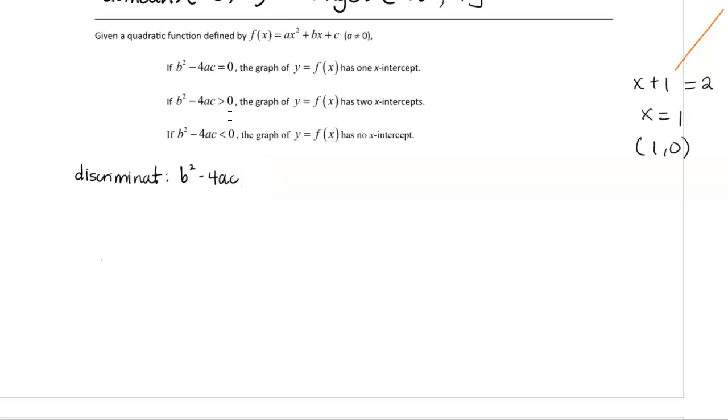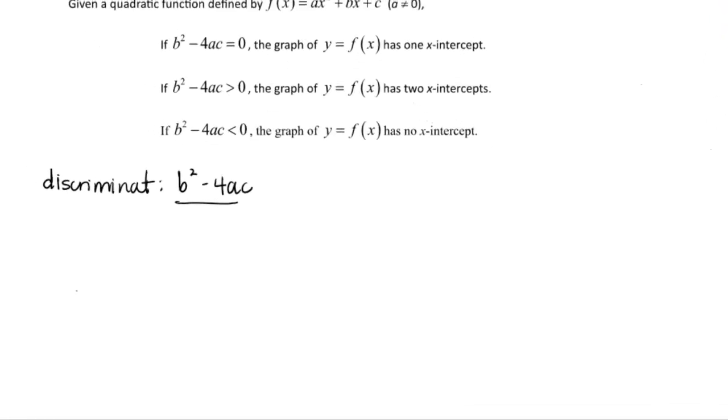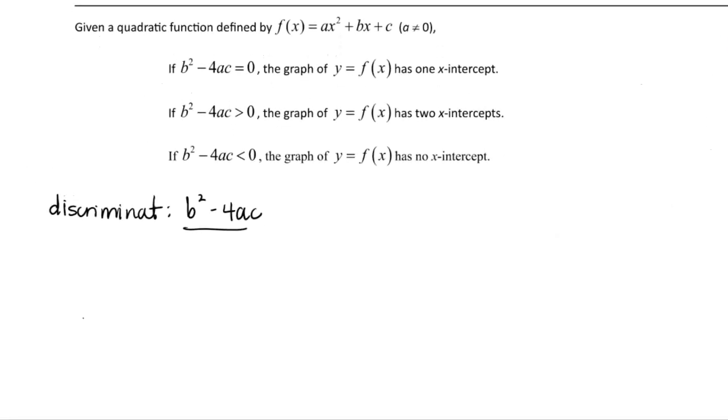In lesson 13, we learned about the discriminant, which is equal to b squared minus 4ac, and how the discriminant tells us what types of solutions a quadratic equation can have. If the discriminant is equal to 0, we learned that this quadratic equation had one real repeated solution.